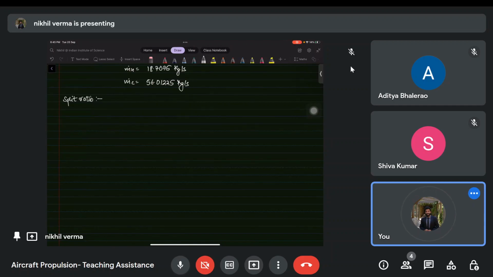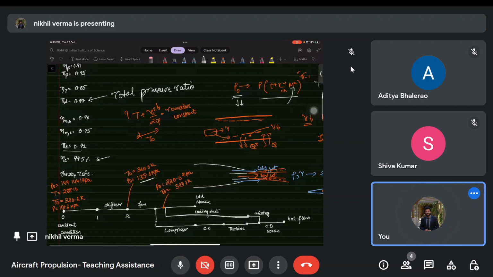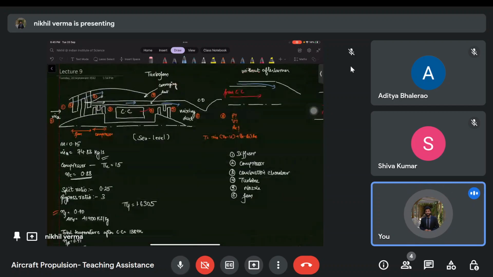Any idea? Okay. So a split ratio basically is what percentage of air after... So this is the bypass duct. Okay. This is the cold air. So what percent of this mass flow rate is going inside this cooling duct?